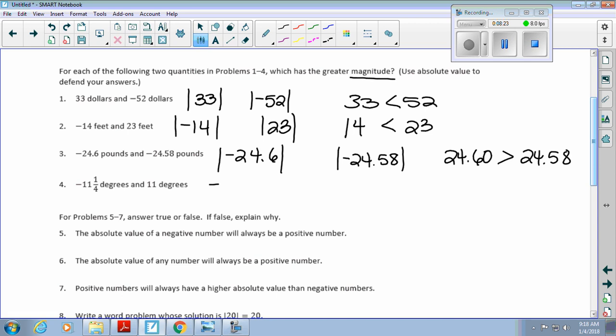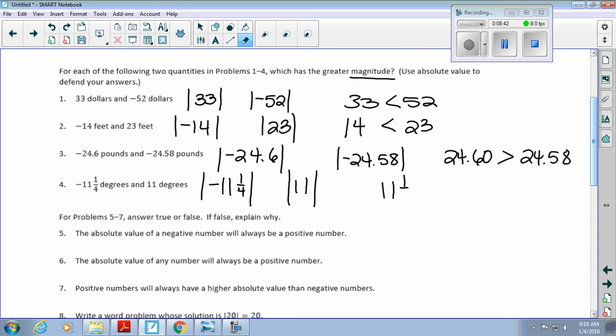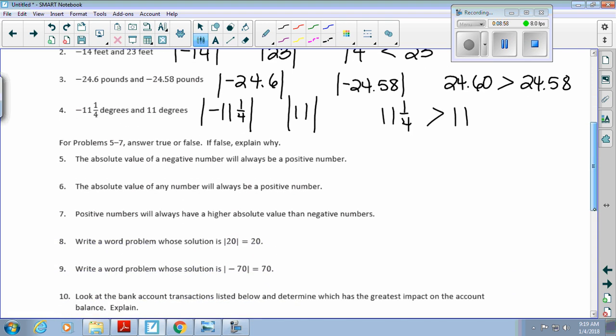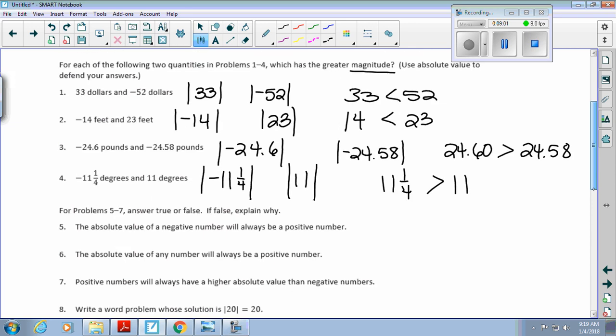Then we have negative 11 and 1/4, which, if we're just comparing these two numbers, that's definitely smaller than a positive number, right? But we're comparing their magnitude, so again, we're just looking at them as if they were positive. So 11 and 1/4, that is not supposed to be there. All right, 11 and 1/4 compared to 11. Which one is further from 0? Which one has a greater magnitude? Everybody? 11 and 1/4. Oh, good. I thought they were asleep for a second. It's nap time in Mrs. Lehman's class. This is so easy, it's almost boring.